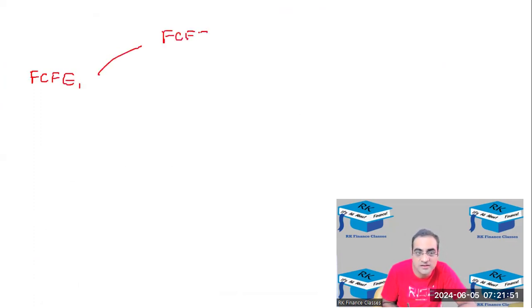So understand, if they ask you for FCFE1, forecasted FCFE, there could be clear ways like this. It could come to your mind that FCFE 0 is given and growth is given, so we multiply them to get FCFE1. That is one way. Or the second way, you could be asked to calculate it with the formula for FCFE. So Vedant, can you tell me the formula for FCFE?